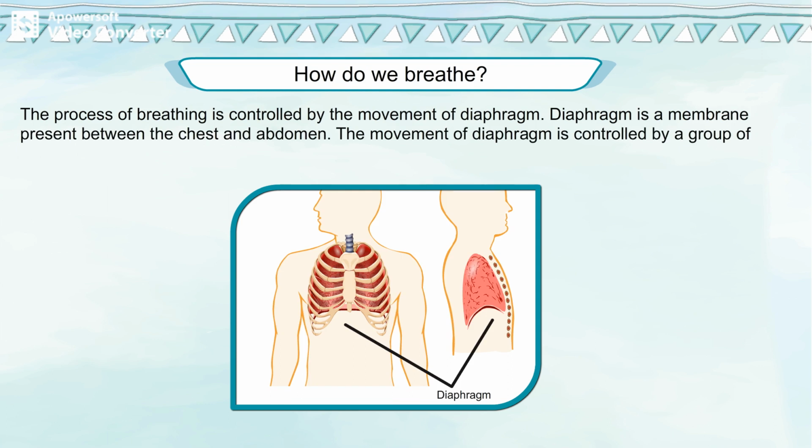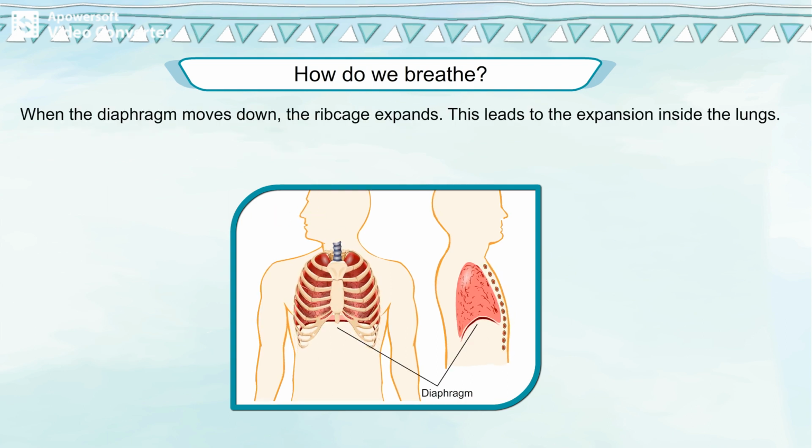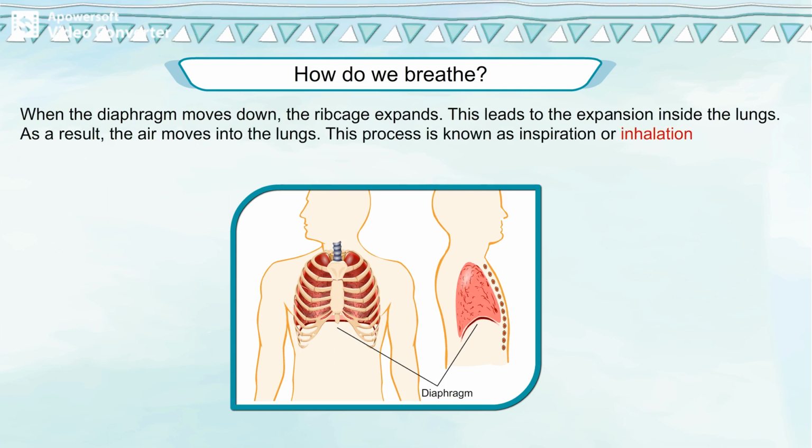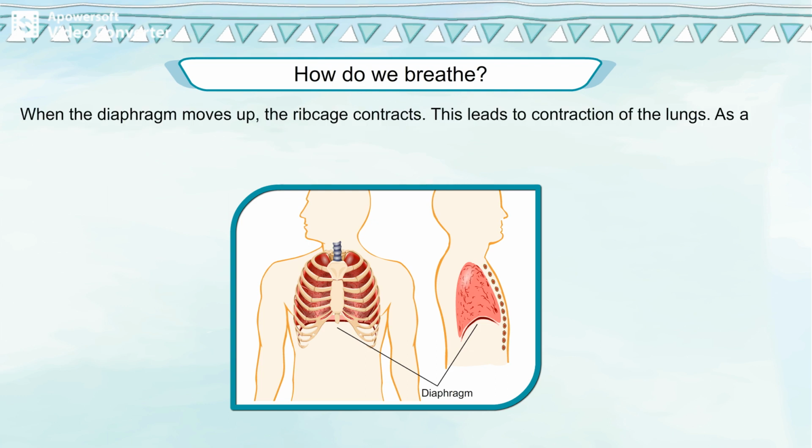The movement of the diaphragm is controlled by a group of muscles known as intercostal muscles. When the diaphragm moves down, the rib cage expands. This leads to the expansion inside the lungs. As a result, the air moves into the lungs. This process is known as inspiration or inhalation. Breathing in. When the diaphragm moves up, the rib cage contracts.